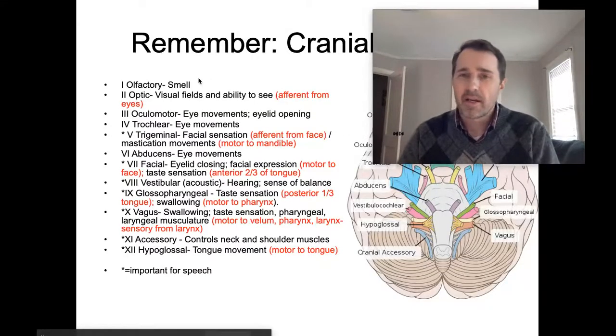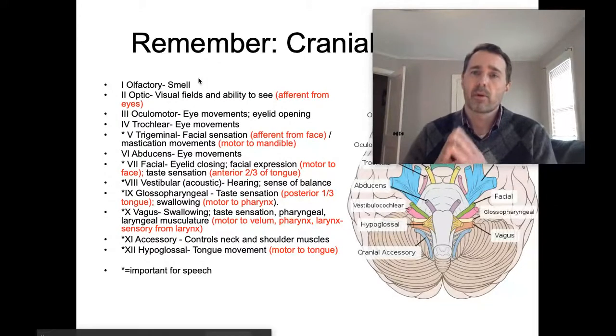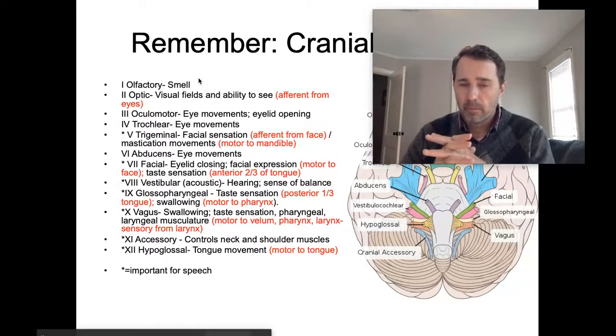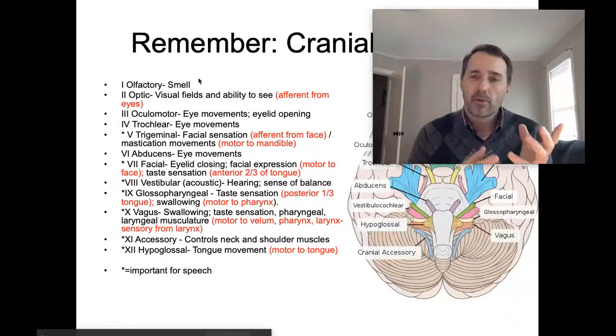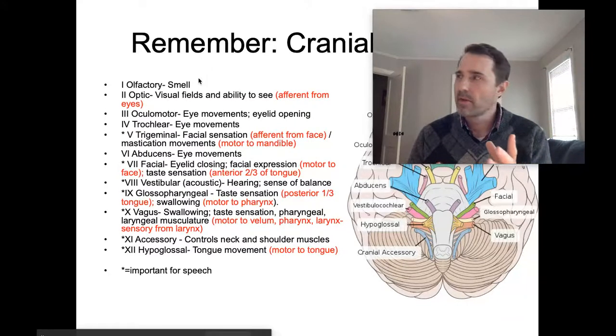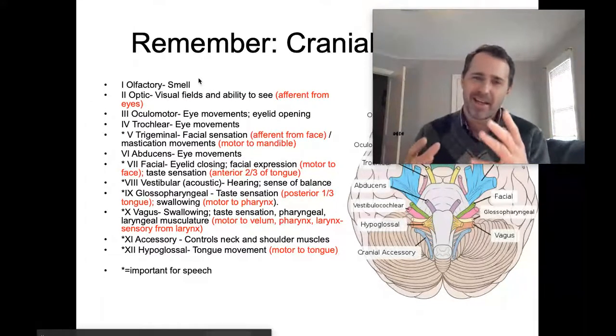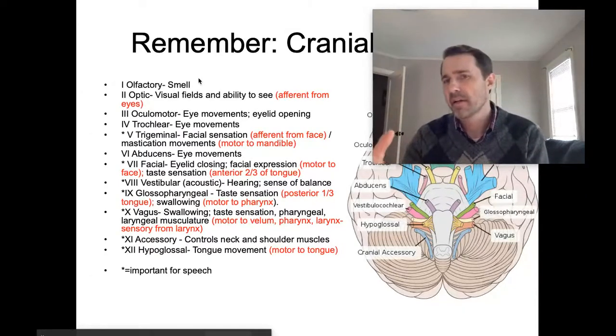We're going to spend a lot of time in future classes going through the cranial nerves. But I'm going to go through them here as I want you to know them in this class, and this is a pretty solid starting point for understanding the cranial nerves as a whole.